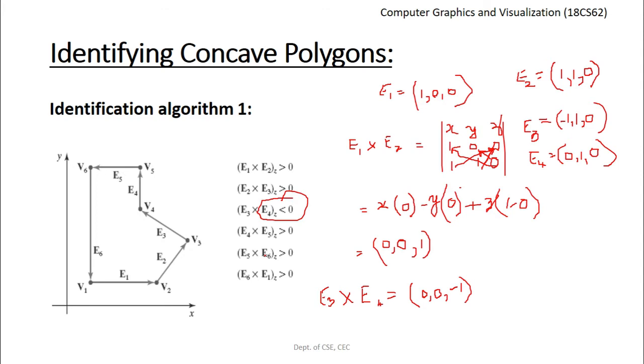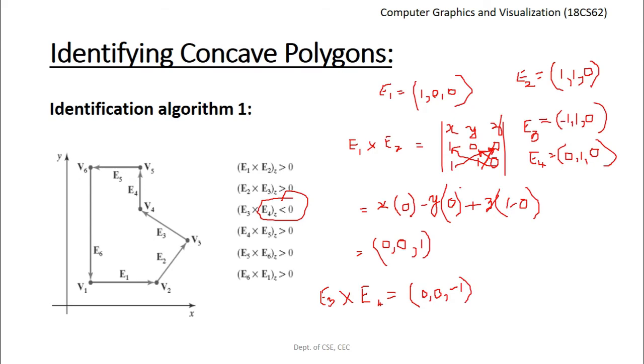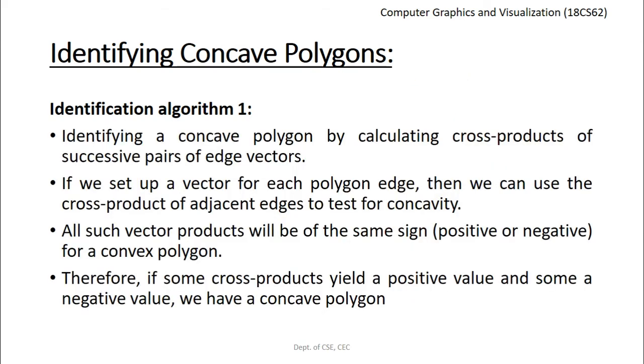Hence, by our conclusion, we can conclude that it is a concave polygon. Let us go through the algorithm once again. If you set up a vector for each polygon edge, then we can use the cross product of the adjacent edges to test the concavity. All such vector products will be of the same sign for a convex polygon. We found that that is not the case here. So hence we can conclude it's a concave polygon.